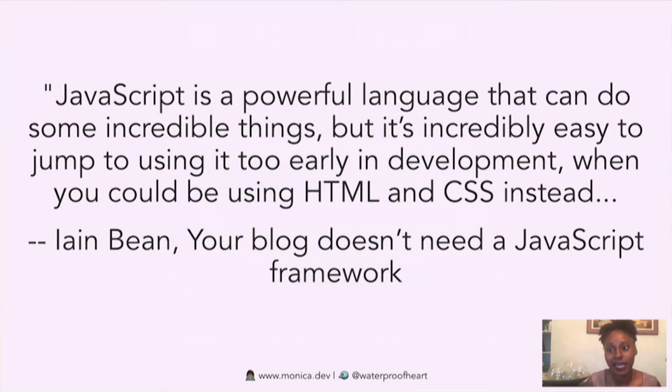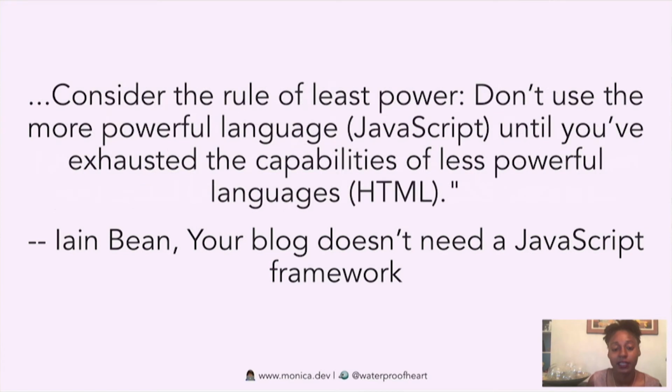So I wanted to close out with some words that I recently read in a blog post by Ian Bean. JavaScript is a powerful language that can do some incredible things, but it's incredibly easy to jump to using it too early in development, when you could be using HTML and CSS instead. Consider the rule of least power. Don't use the more powerful language, JavaScript, until you've exhausted the capabilities of less powerful languages like HTML.